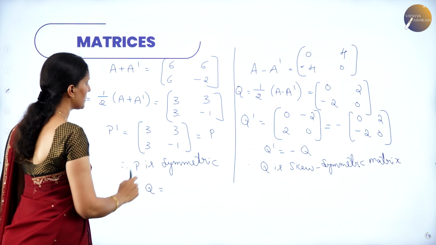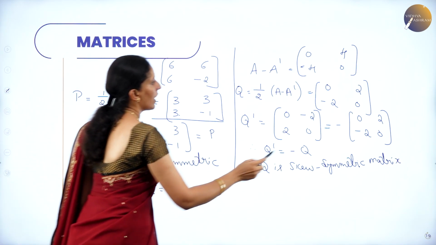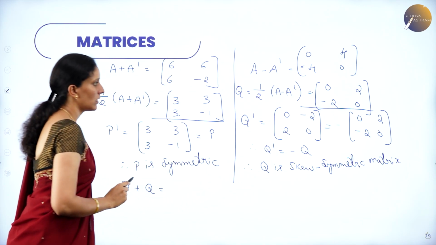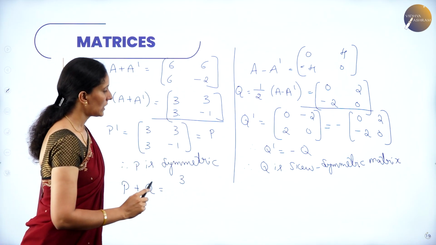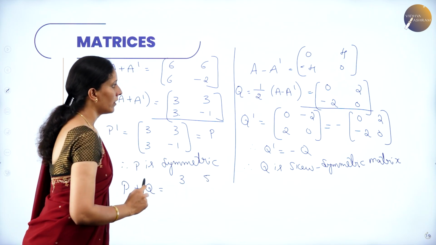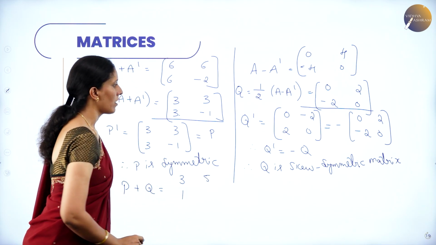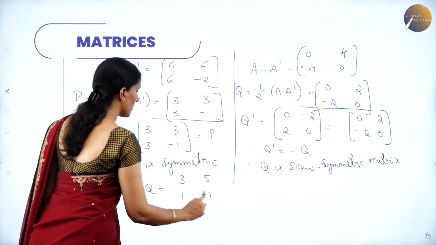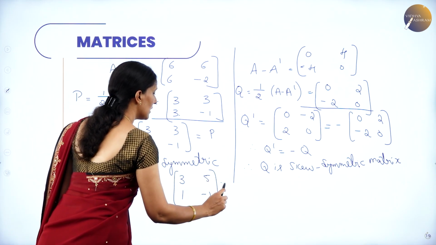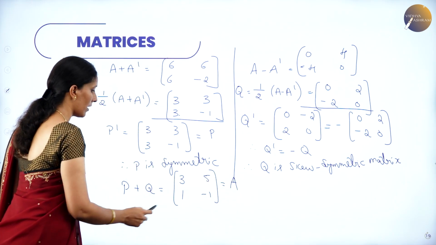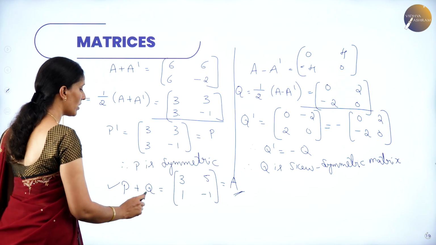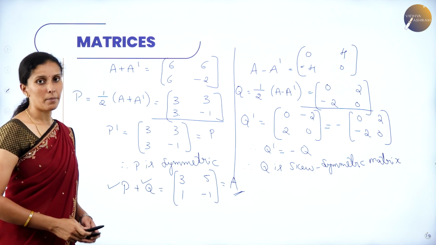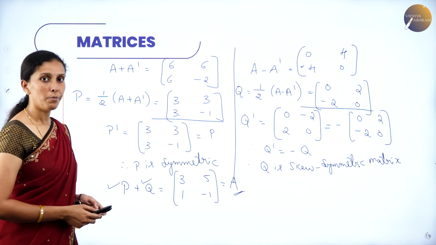Now let's add P plus Q. So this is our P and this is our Q. So let's add it. 3 plus 0, 3. Next 3 plus 2, 5. 3 plus minus 2, 1. Minus 1 plus 0, minus 1. So what is this? This is actually our matrix A. Hence, matrix A can be expressed as a sum of a symmetric as well as a skew symmetric matrix. Hence, we have proved it.